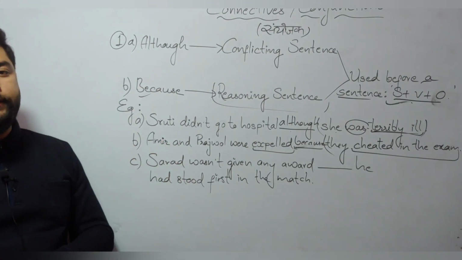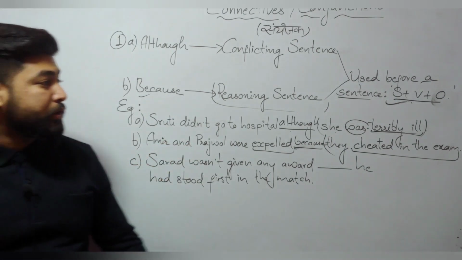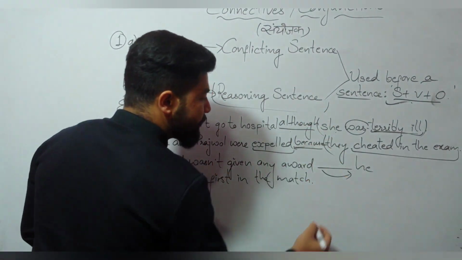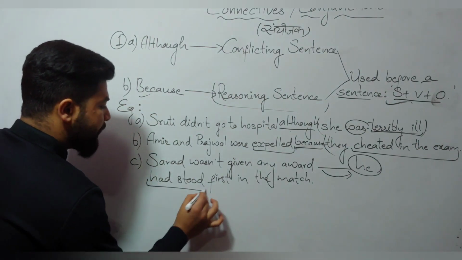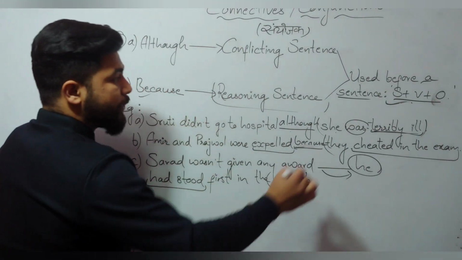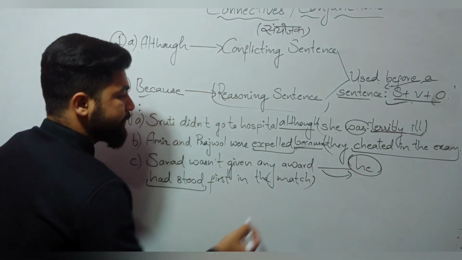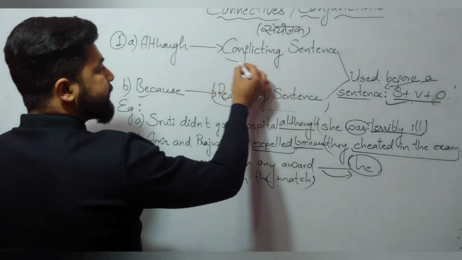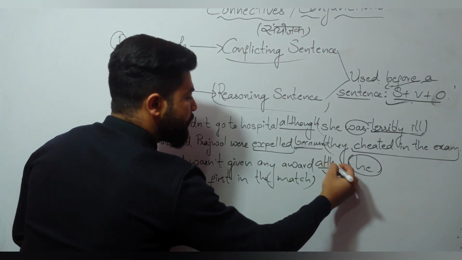So this is a conflicting sentence. If it is conflicting, now you have to see whether or not your sentence has this pattern. See it always after the blank space. So here is subject, he. Here is a verb that you see, and object. So this is a sentence used before a sentence, and it is an independent sentence. For an independent sentence with a conflicting theme, what do you use? You use although. So its answer is although.